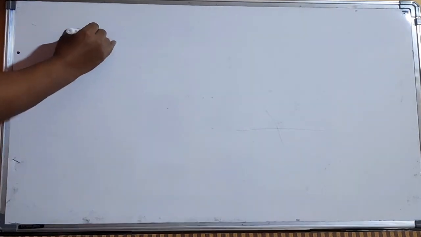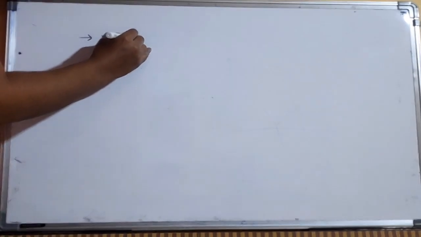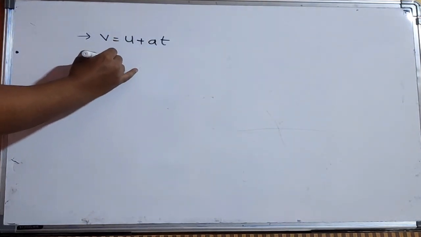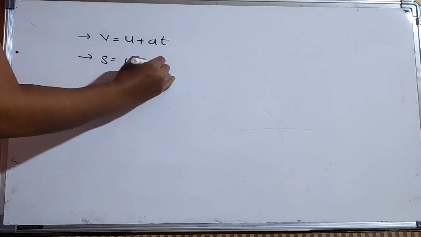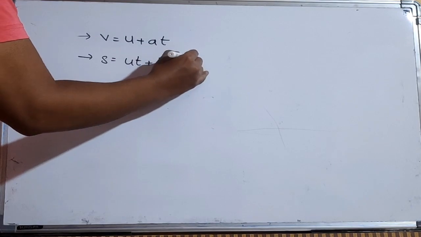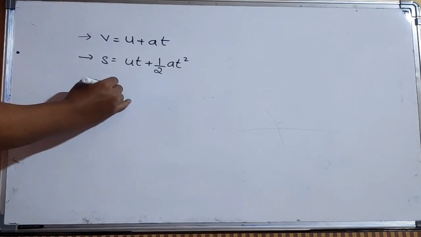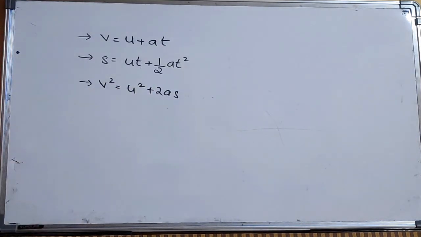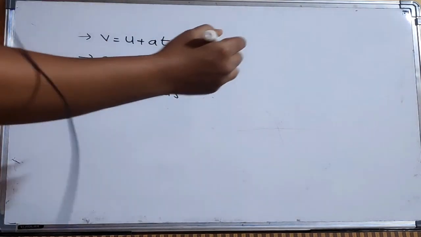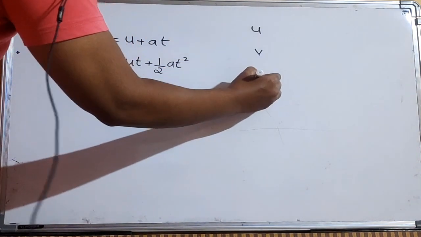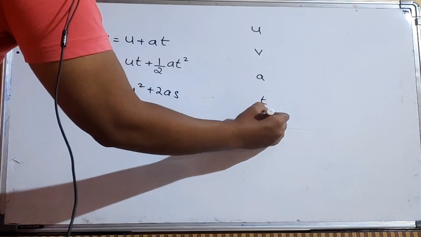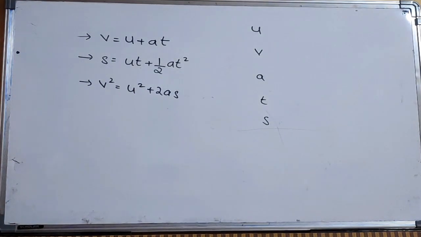So the first equation is v = u + at. The second equation is s = ut + half at squared. And the third equation is v squared = u squared + 2as. Now, in these equations, you can see there are four variables. The variables are u, v, a, t and s. Sorry, there are 5 variables.